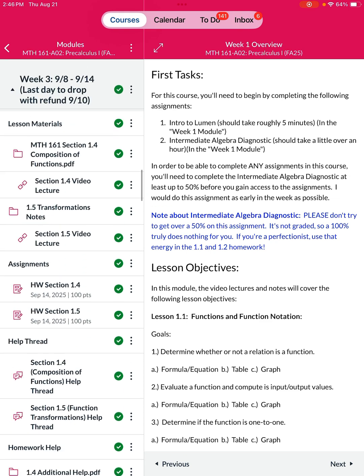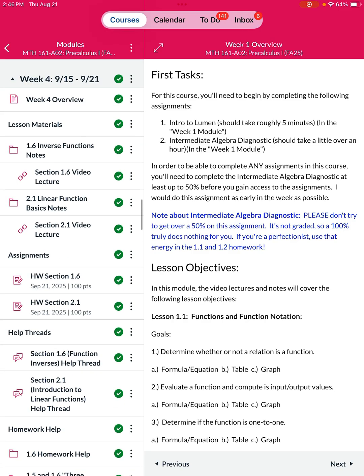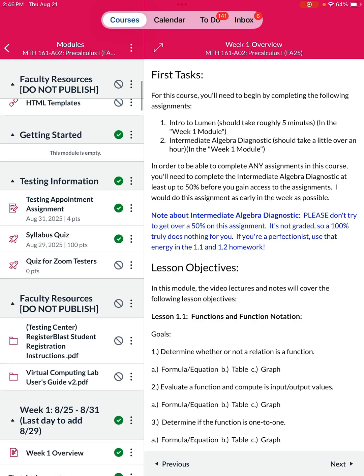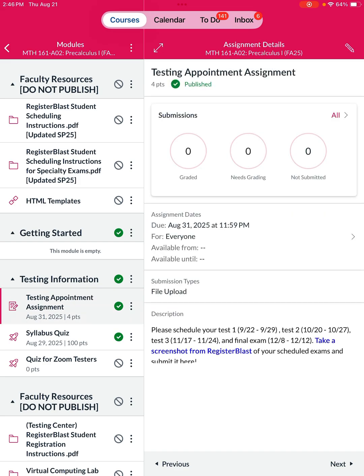All of the weeks are posted. All of the sections are open. You can get started on them. Please complete the testing information module. It has the assignment where you will go through and schedule your tests, take a screenshot from Register Blast, and submit it. Please do not just type when you're taking your tests. I don't know that you actually signed up if you just say, I'm going to take test 1 on this day. Please actually take a screenshot from Register Blast. If you have any issues signing up, let me know. I'm happy to help you.